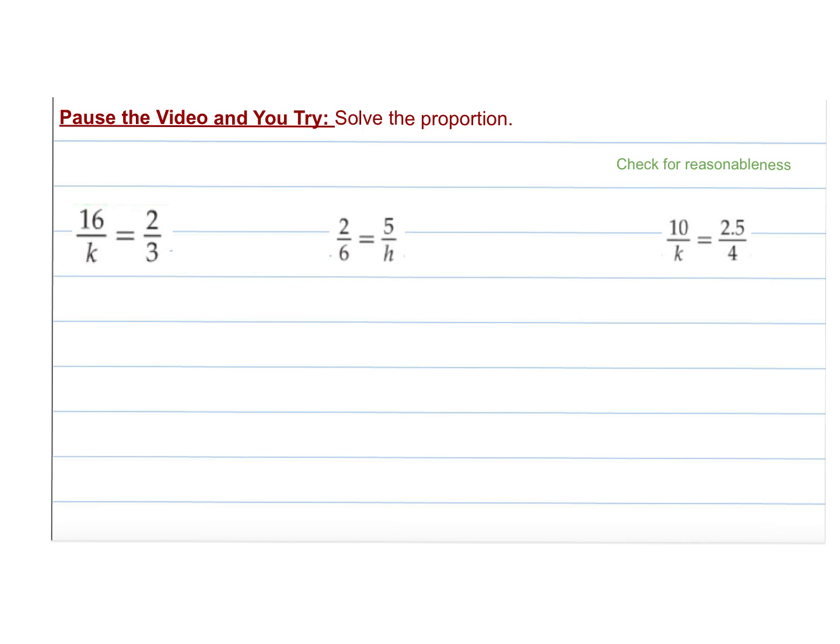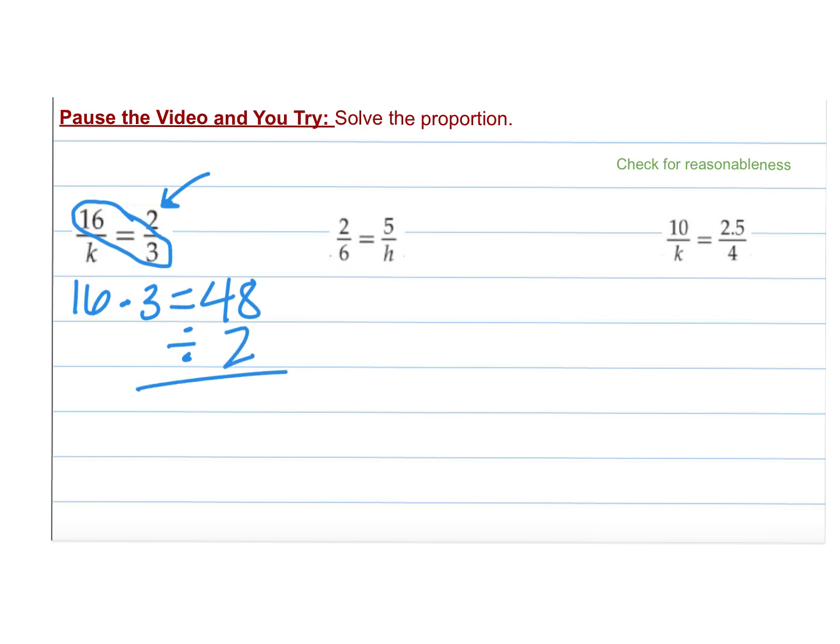Let's do a couple more together and then I'll have you pause and try one. So 16 to k is the same as 2 to 3. We're going to find the diagonal that has two numbers, because remember there's two diagonals. We're going to do 16 times 3, which is 48, and then divide it by the third number, 2, and we get 24.